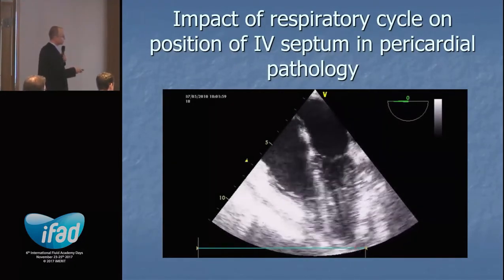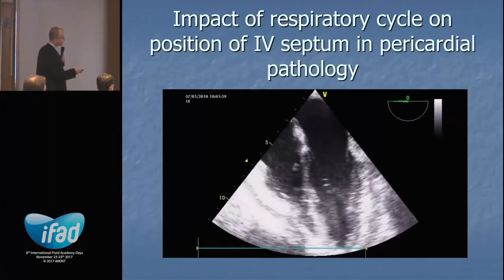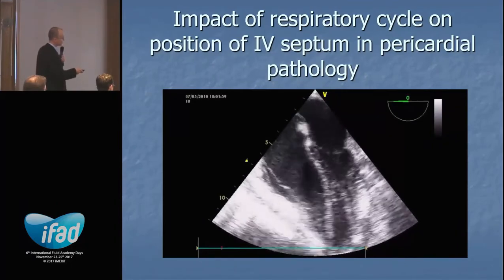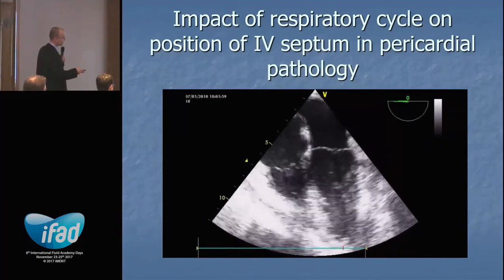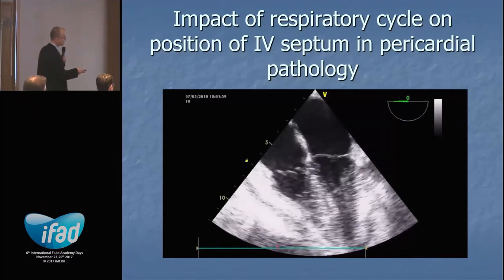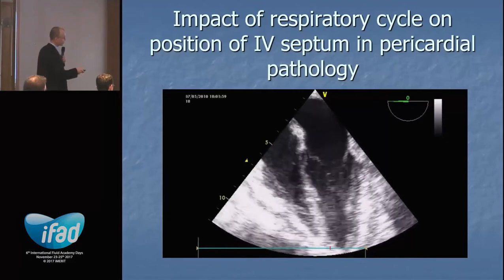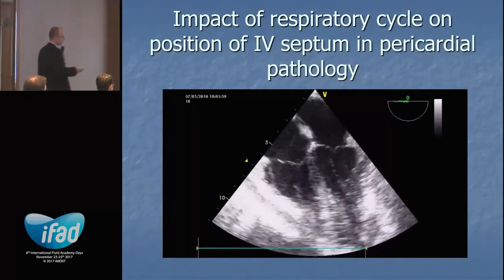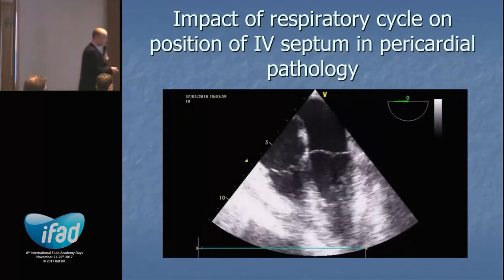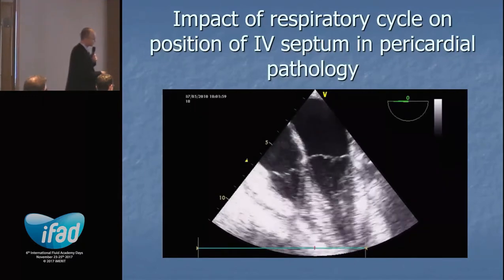So from this loop, you could see that, for example, now is coming the inspiration. It moves towards the left, and now it moves towards the right. So that will be the inspiration, and that will be the expiration. And this septal bounce is something typical for constrictive pericarditis.